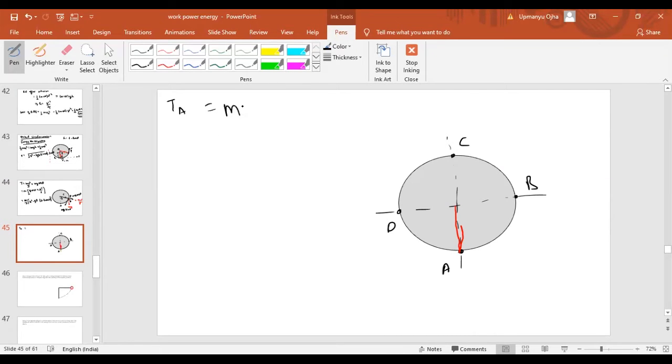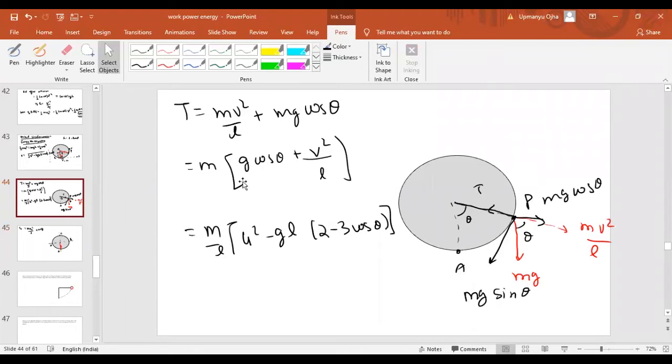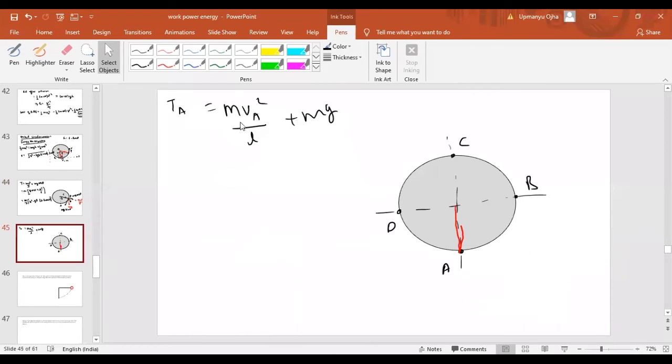TA will be mVA square by L, velocity at point A, plus mg. Or if you substitute the value in this expression, then tension at A will be m by L, u square minus gL times 2 minus 3, and 2 minus 3 means minus 1. Minus 1 multiplied here is gL. So we can write it as m u square by L plus mg.